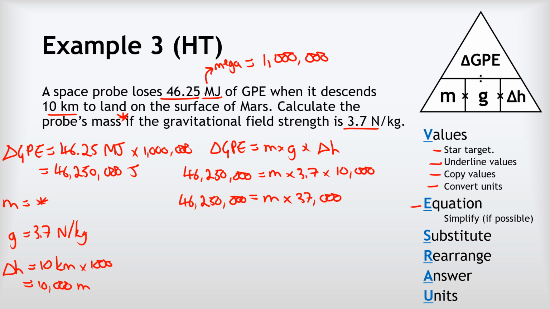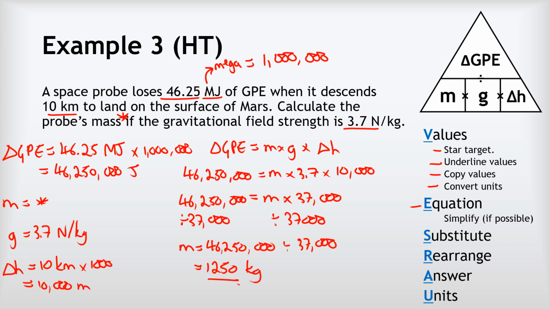So to make m the subject, we do the inverse operation of multiplying by that. So we divide both sides by 37,000, like this, which leaves us with m equals 46,250,000 divided by 37,000, and that comes to 1,250 kilograms as the mass of our space probe.